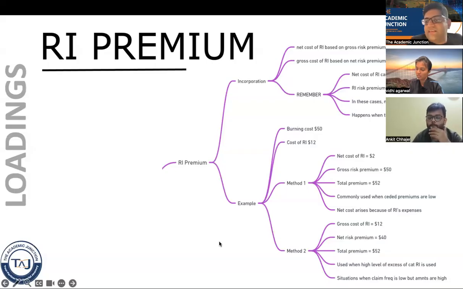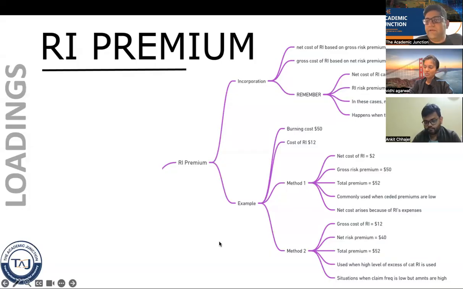It effectively happens when there is excess competition, when the rates are so soft, when the underwriting cycle is so soft that the reinsurers decide to pick up the premium at a loss. That's one scenario where you can expect RI loadings to be negative in value. Very rarely does it happen, but that's a theoretical scenario for you guys.